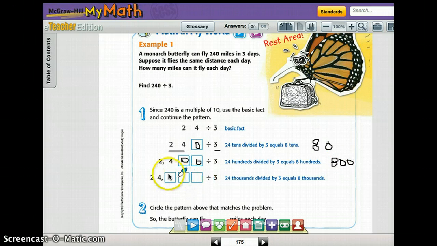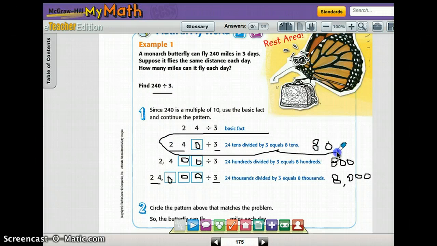Okay, and our last pattern, 24,000 divided by 3. Again, 24 divided by 3, that's my basic fact. It's 8, so we know we have 8 thousands because there were 3 zeros in that problem. Then you have to circle the pattern that matches the problem. In this case, it was 240 divided by 3, which is this one. So we know our answer is 80.